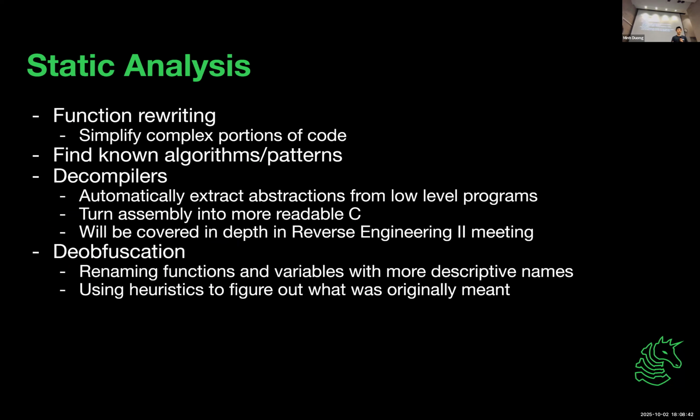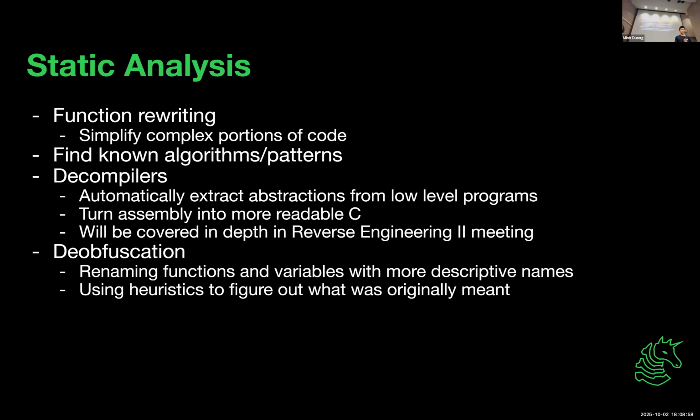And then there are also decompilers like Ghidra or Binary Ninja, which convert low-level programs, like assembly programs, into a higher abstraction. Sometimes there are decompilers for Java too. They turn assembly into more readable C, or into Java, and things like that.